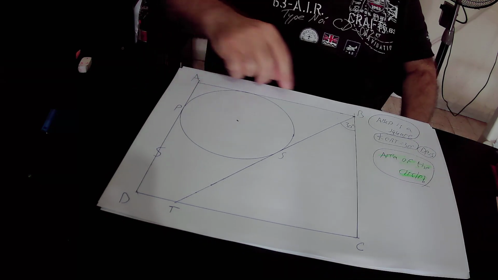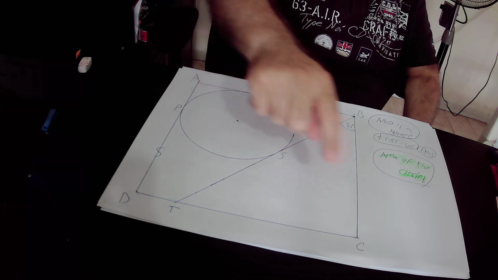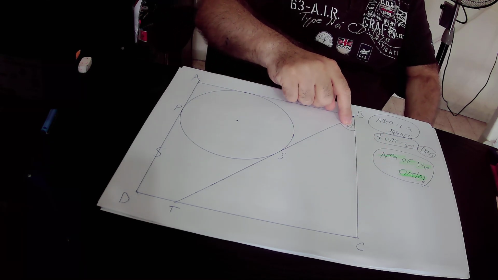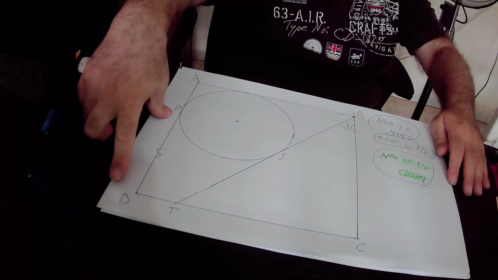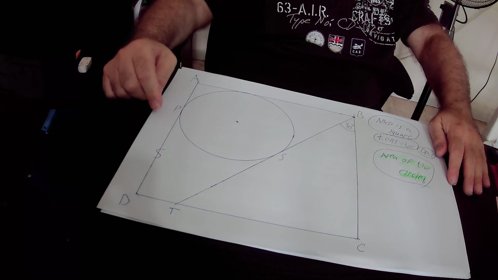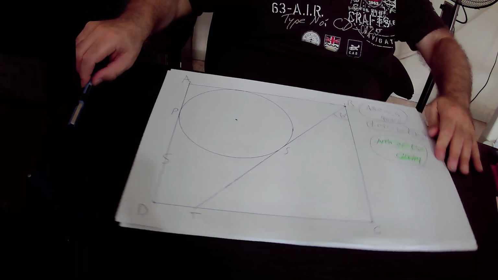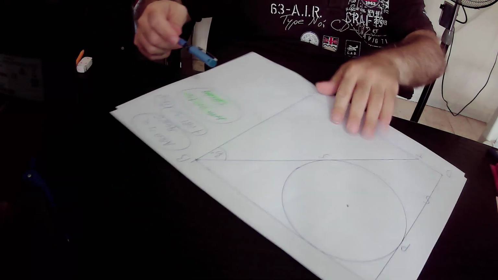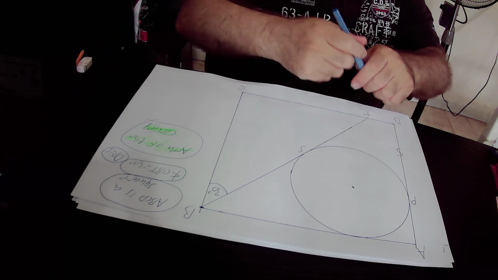In the drawing, we have square ABCD. We know that angle CBT equals 30 degrees. Line segment DP equals 5 units. And our mission is to find out the area of this circle. So, first of all, we'll define the center of this circle as O.